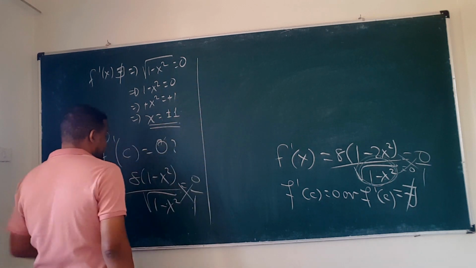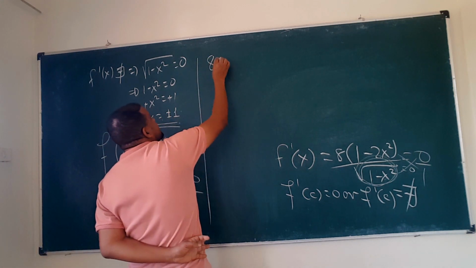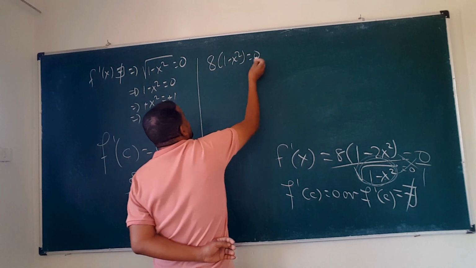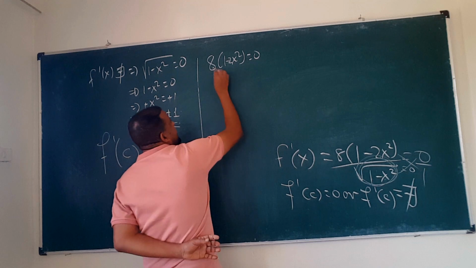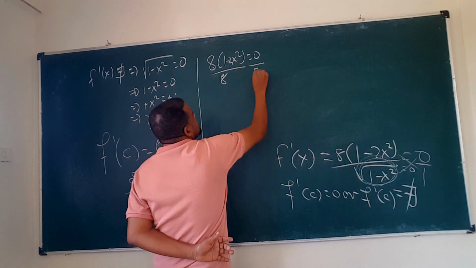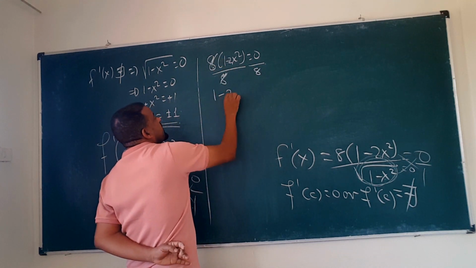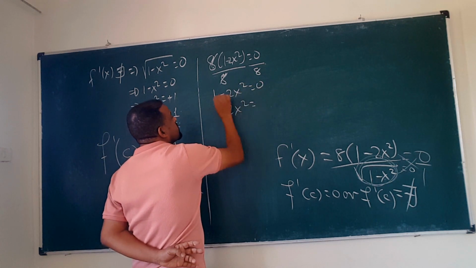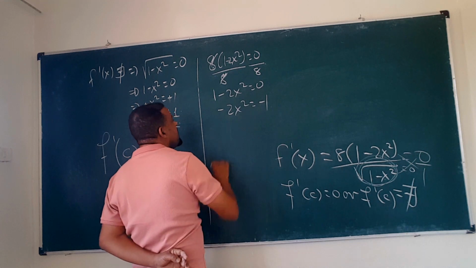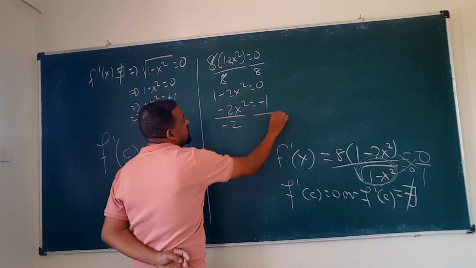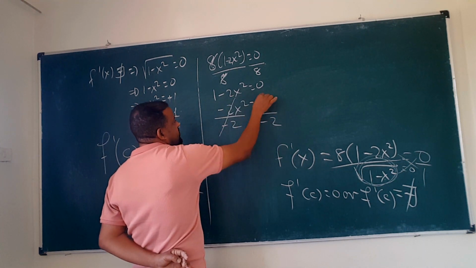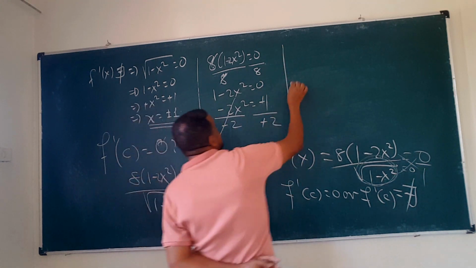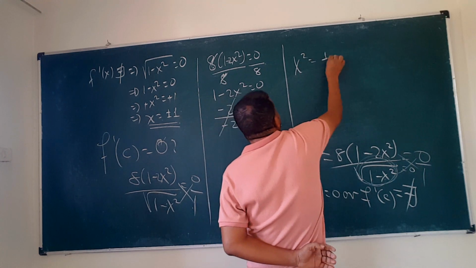So that will be 8 into 1 minus x squared is equal to 0. So 1 minus 2x squared is equal to 0. Negative 2x squared is equal to negative 1. So over negative 2 over negative 2, this will be cancelled down. Negative cancels. So that will give you what? X squared is equal to 1 over 2.